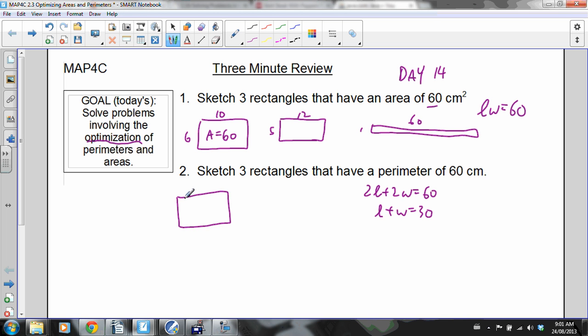And we could try a few here. This could be 10 and this is 20. 10, 20, 10, 20, that's 60 all the way around. And lots and lots of possibilities here. 5 and 25, that works. The one that we're going to be after today, and we'll see this, is a square. 15 by 15 is a square. And all of these have a perimeter of 60.